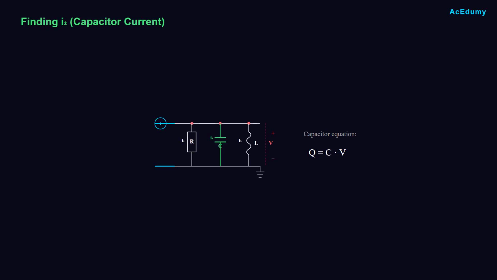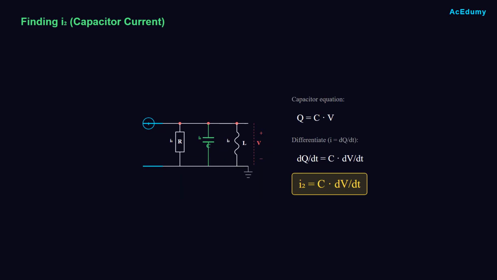Next, let's find I2, the capacitor current. For this, we need to recall the fundamental capacitor relationship. Charge Q equals capacitance C times voltage V. But we need current, not charge. Current is defined as the rate of change of charge over time, so we differentiate both sides of Q equals CV with respect to time. The capacitance C is constant, so it comes out of the derivative. This gives us I2 equals C times dV over dt. The capacitor current depends on how fast the voltage is changing.